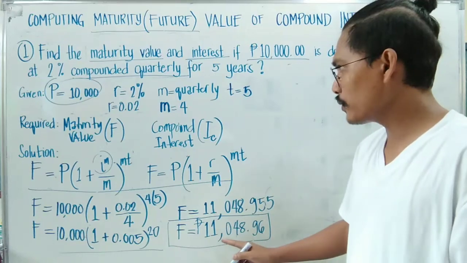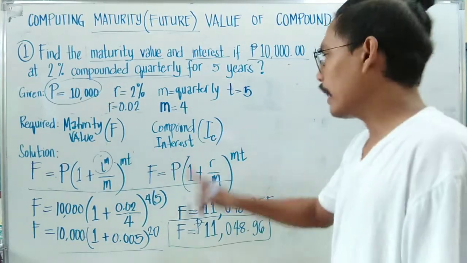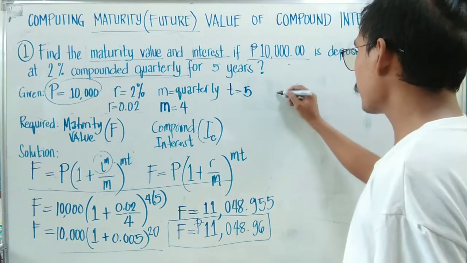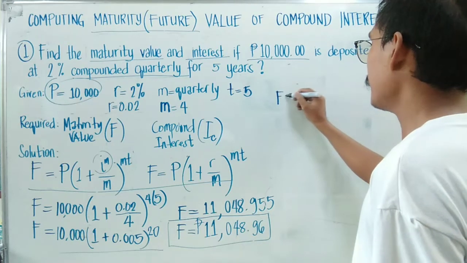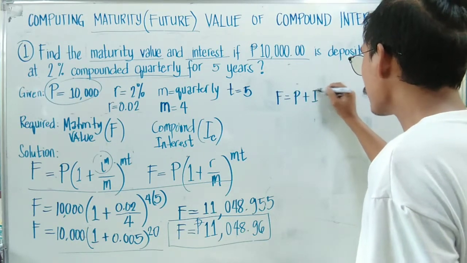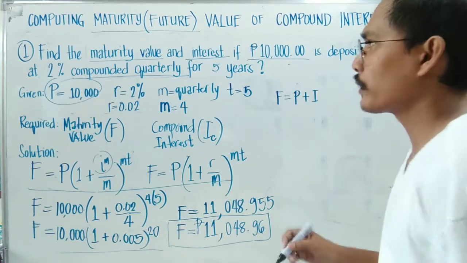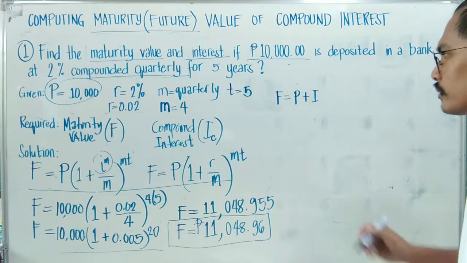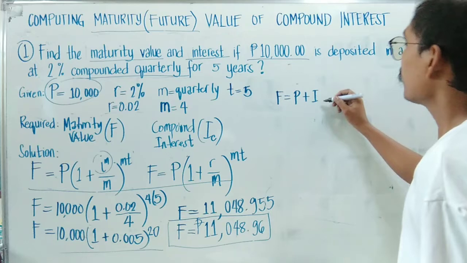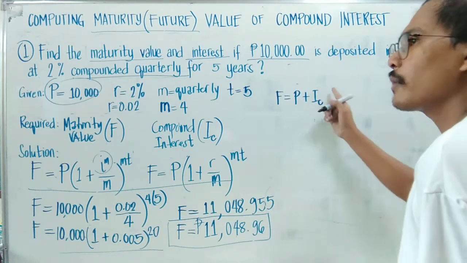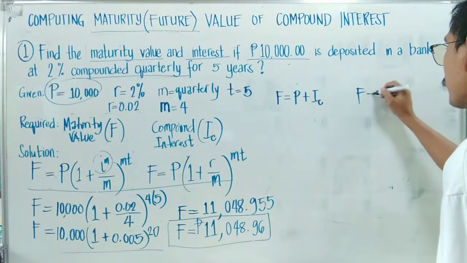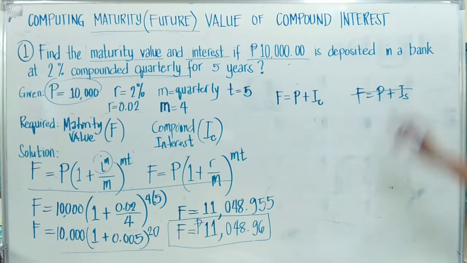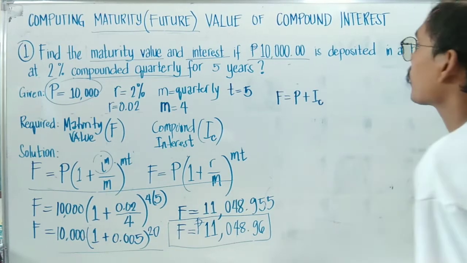So we already computed your future maturity value. Now let's proceed to computing your compound interest. So computing your compound interest, we will be using F equal to P plus I as a general equation or formula in solving your future value if P and I are given. Or, to make the long story short, we are dealing with I sub C or compound interest. But you can use this formula in dealing with your simple interest. Okay? But let's forget the simple interest and proceed to compound interest.